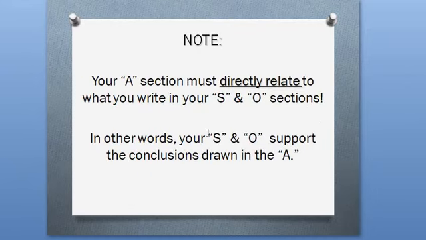Okay, so your A section must be directly related, I talked about that, to what you wrote in your S and O sections. So the S and O, the subjective and objective, support your conclusions drawn. So don't contradict yourself in this section, which you can see a lot if you're not paying attention to what you're writing or just writing too quickly, if you're contradicting yourself in those S and O versus the A section.